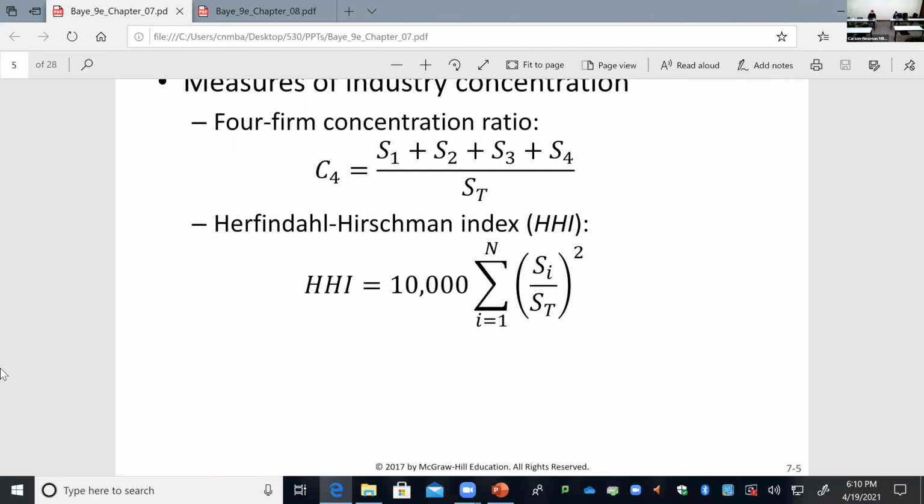So if the first firm has 1% of the sales, this ratio will be 0.01. Then you square it, it'll be 0.0001, 1 in 10,000. Then you do this for all the firms, add it up across firms, and then multiply that by 10,000.